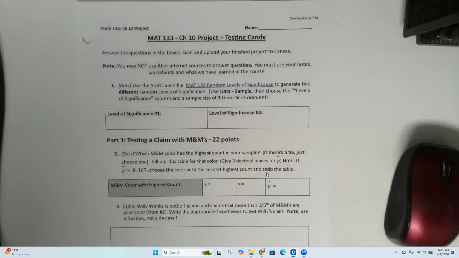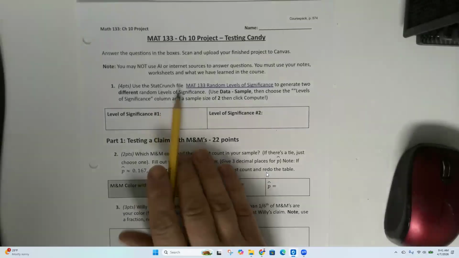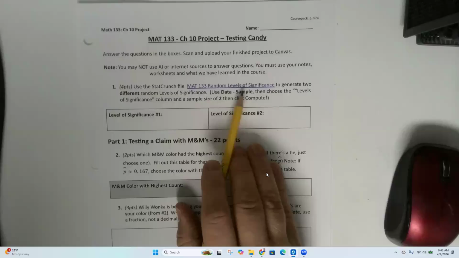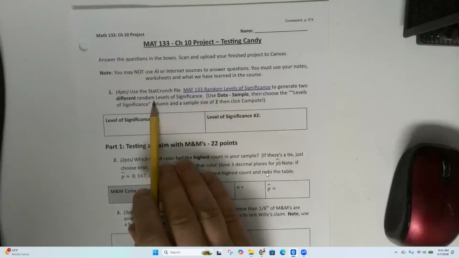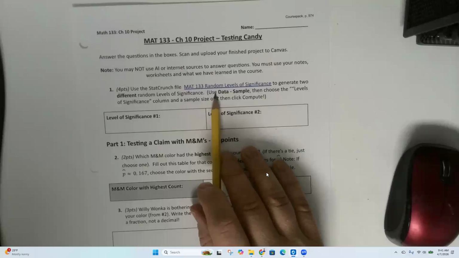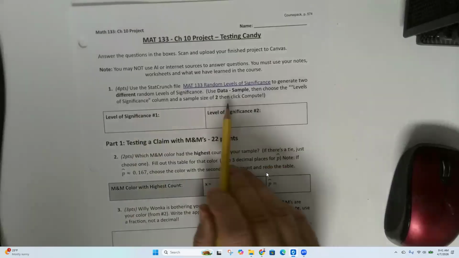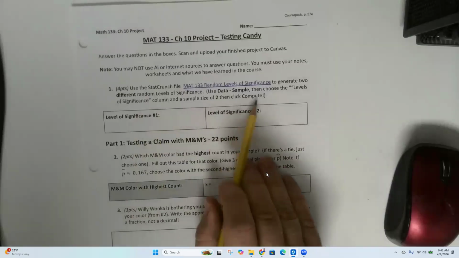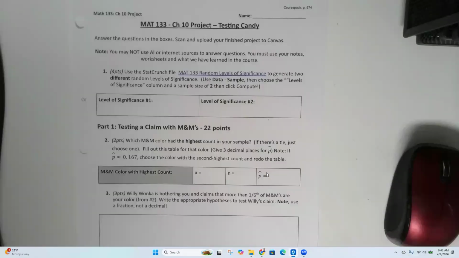Use the StatCrunch file, MAT133 random levels of significance, to generate two different random levels of significance. To do that, we'll do data, sample, choose a levels of significance column, and a sample size of 2, and then hit compute. So I just need two random numbers. And this level of significance is your alpha. You'll remember that alpha is a small number. It's related to your error. Specifically, it's the probability of making a type 1 error.